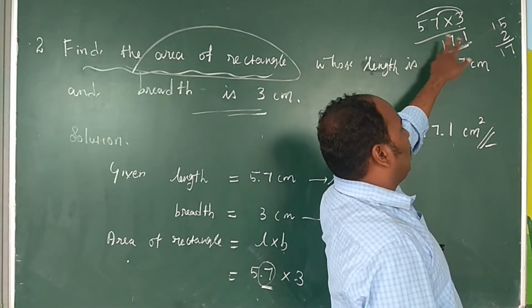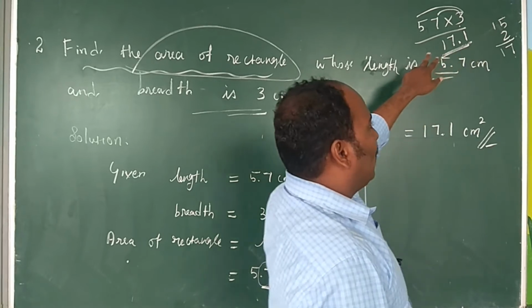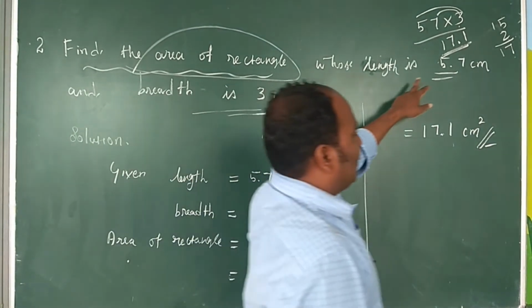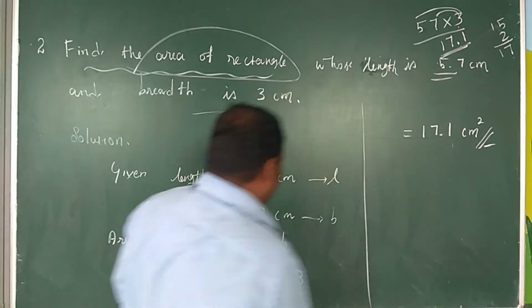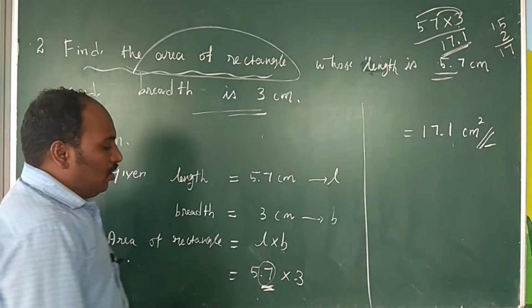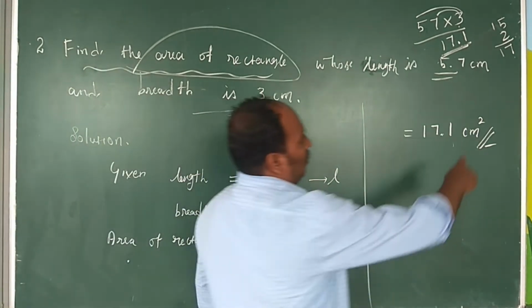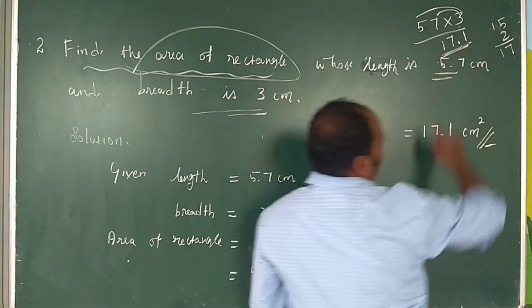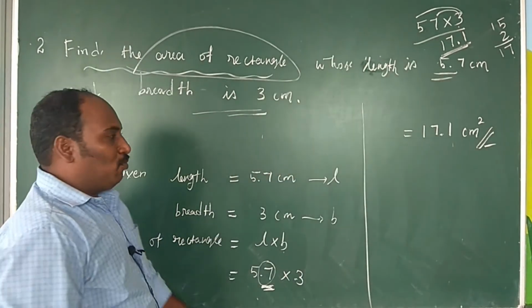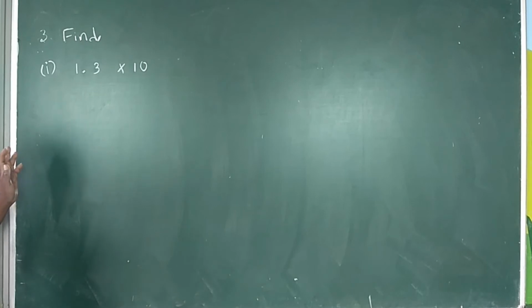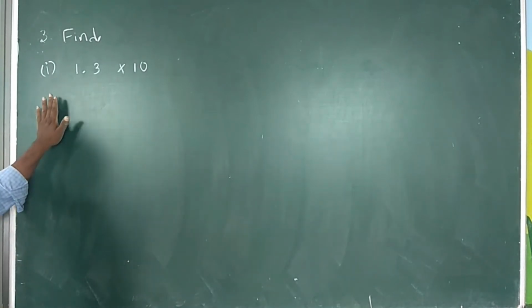We take 57 into 3, which is equal to 171. We count the decimal places. The decimal places are 1, so we take the decimal at 1 place. So 17.1. Question number 3. Find the first part.